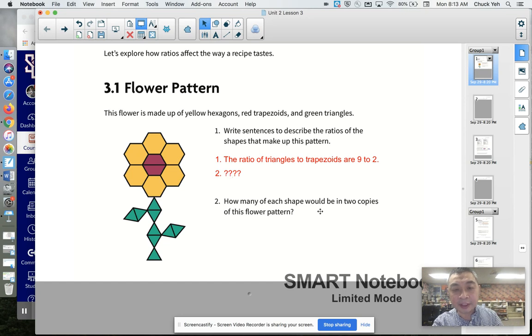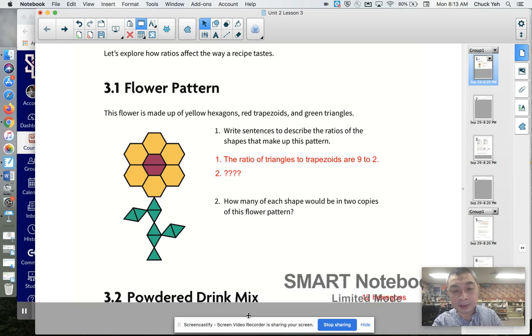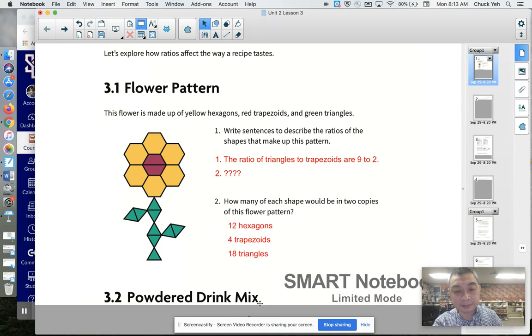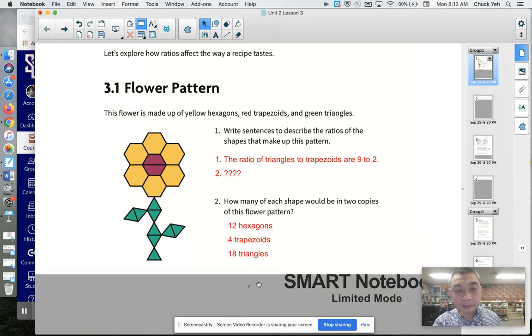And then how many of each shape would be in 2 copies of this flower pattern? If this is just 1 copy and there are 2 red trapezoids, how many would there be in 2 copies? 2 times 2 is what? 4, right? So what would the others be? 9 times 2 and 6 times 2. Again, pause it and then have an answer. I think this is right: 12 hexagons, 4 trapezoids, 18 triangles. If I'm wrong, let me know.